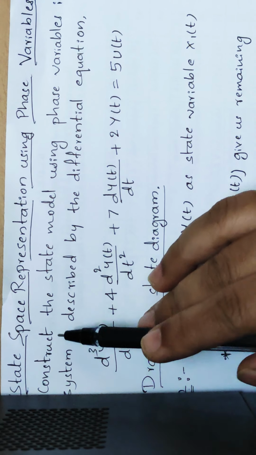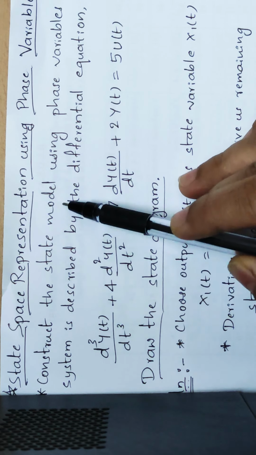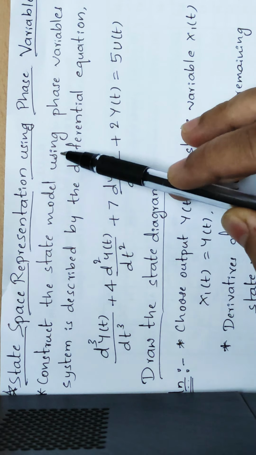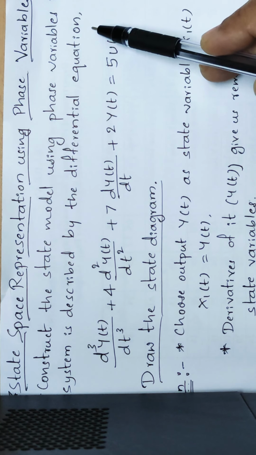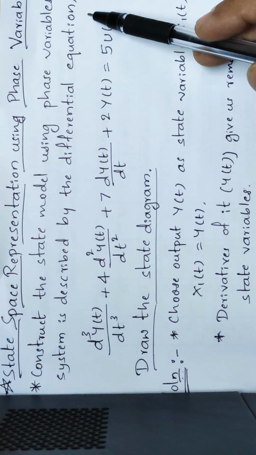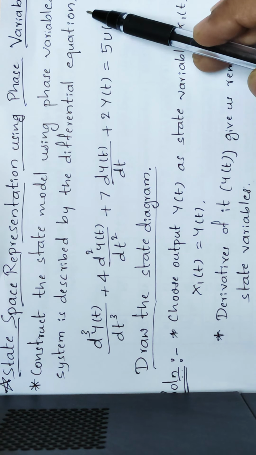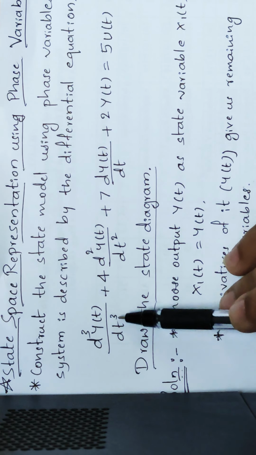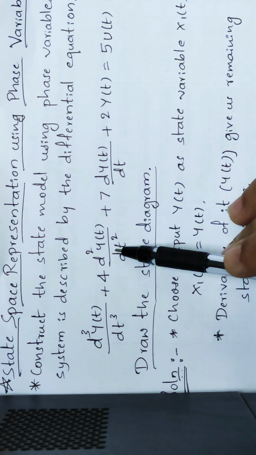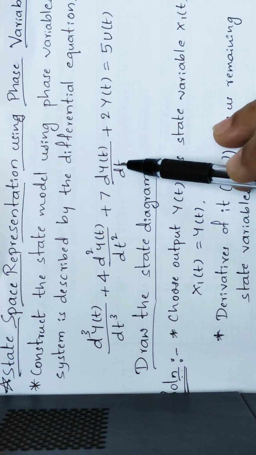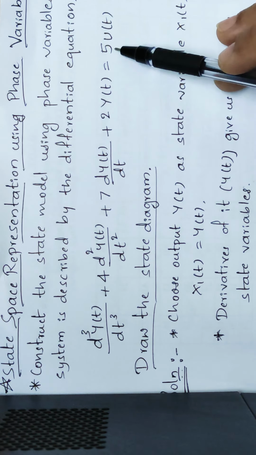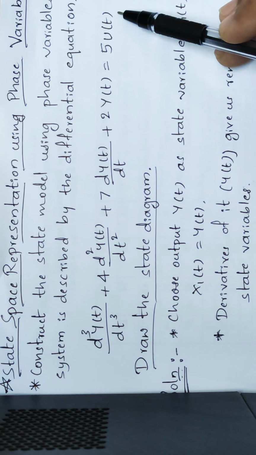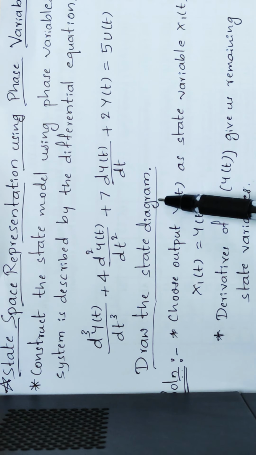In this example, construct the state model using phase variables. The system is described by the differential equation. They have given the differential equation: d cube y of t by dt cube plus 4 d square y by dt square plus 7 dy by dt plus 2 y of t is equal to 5 u of t. Also draw the state diagram of the given system.